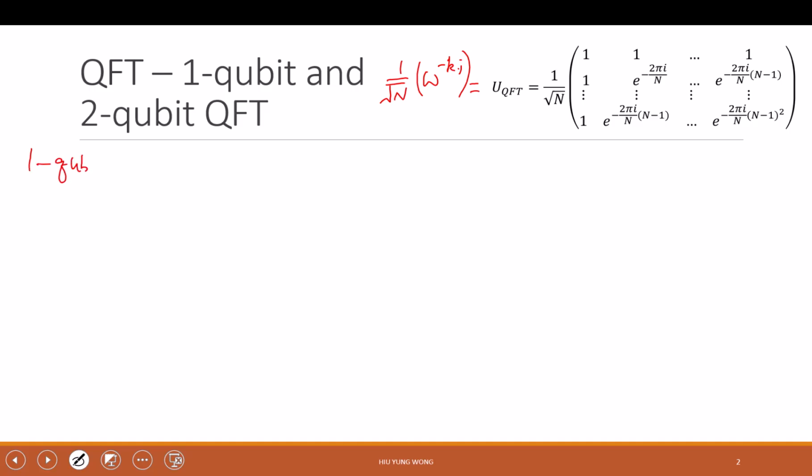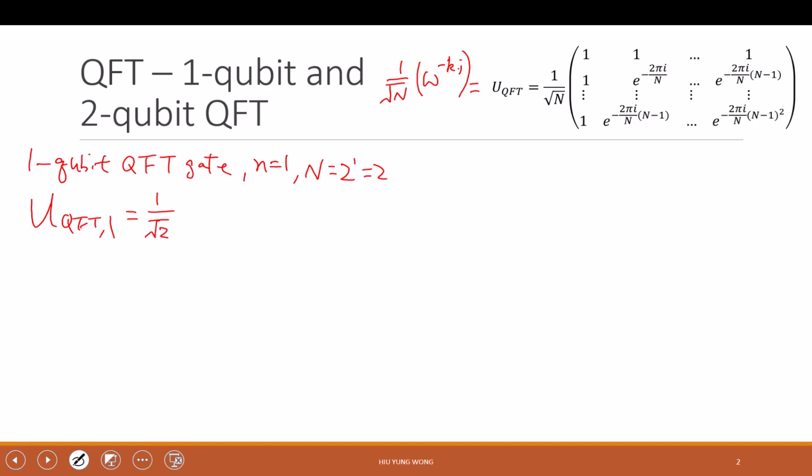The 1-qubit quantum Fourier transform gate. What is that? U_QFT, I just call it 1 because it is 1 qubit. So how many entries do we have? What is the size of the matrix? Or what is capital N when it's 1 qubit? Small n equals 1, capital N equals 2 to the power 1, which is 2, correct? That's the dimension of the space, right? So I have 1 over square root 2.